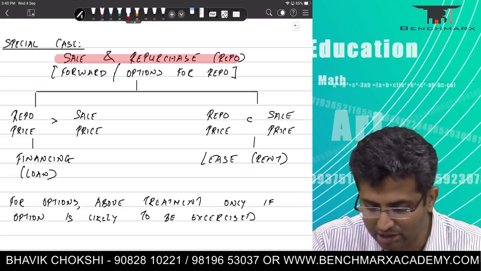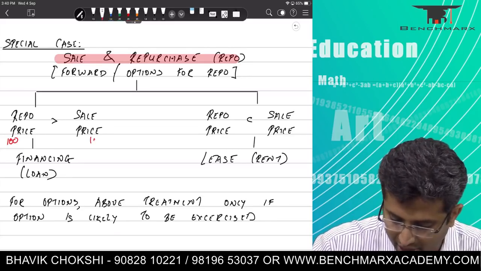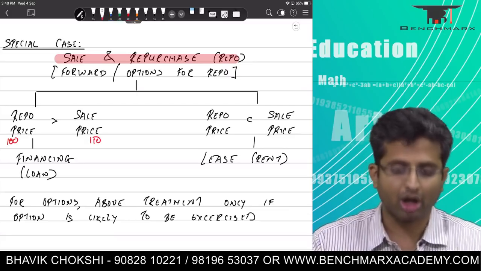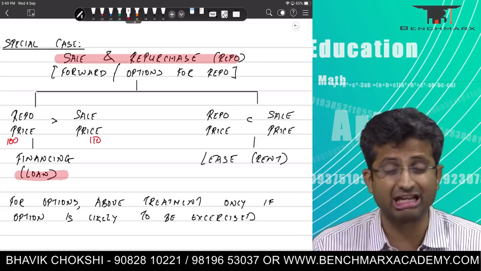So if you are actually selling it at 100 today and buying it back after a year at 110, then 10 rupees would be the hidden interest. So you will account the transaction as a loan transaction and 10 rupees will be shown as interest.